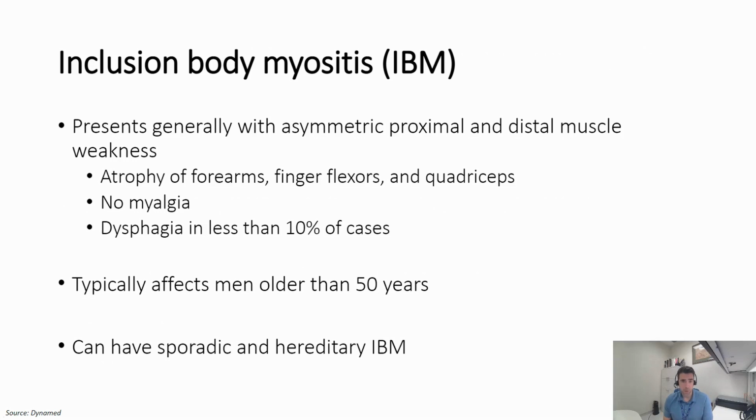Now, in the case of inclusion body myositis, it generally presents with asymmetric proximal and distal muscle weakness. Some of these patients will have atrophy of the forearms, finger flexors, and quadriceps. There'll generally be no myalgia in these patients, and dysphagia tends to present in less than 10% of these cases. Inclusion body myositis, as I previously mentioned, has a greater association with males than females, and so it typically affects men older than 50 years. You can have either a sporadic or hereditary inclusion body myositis.